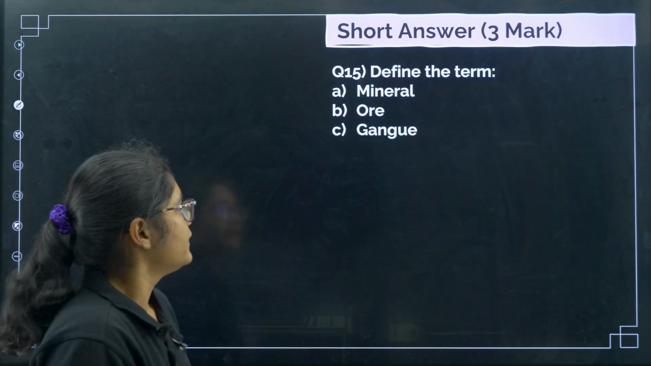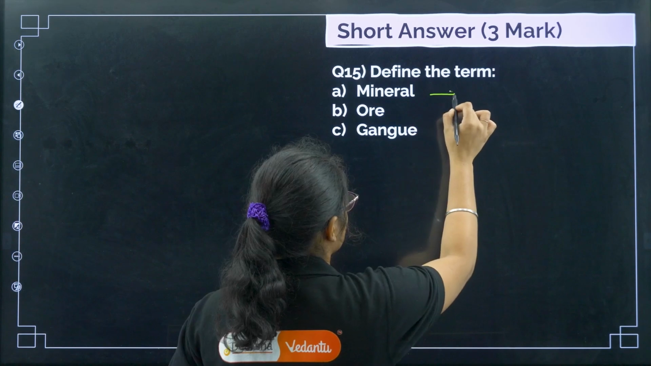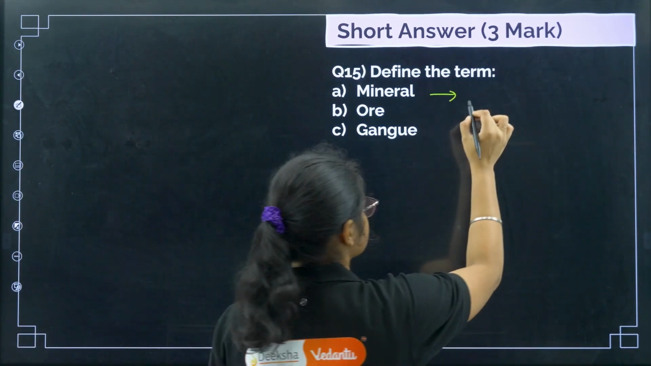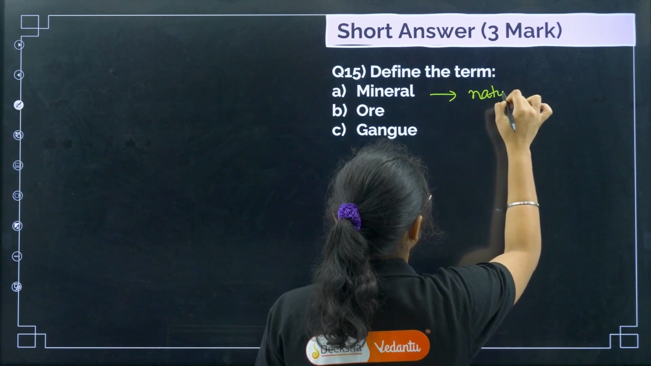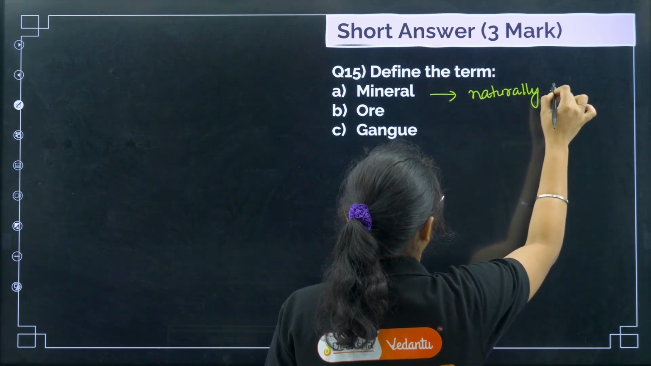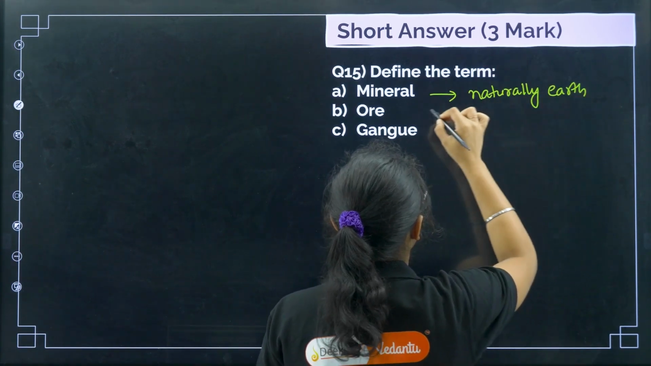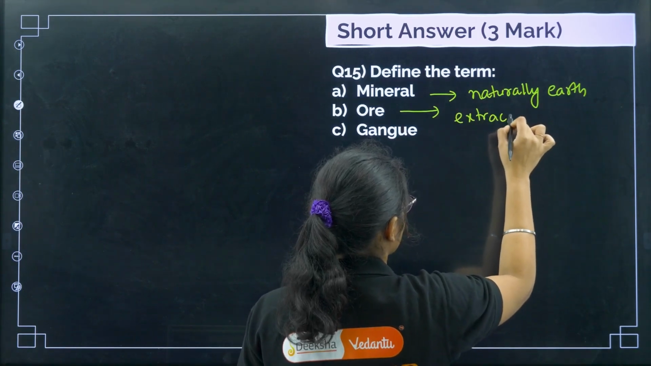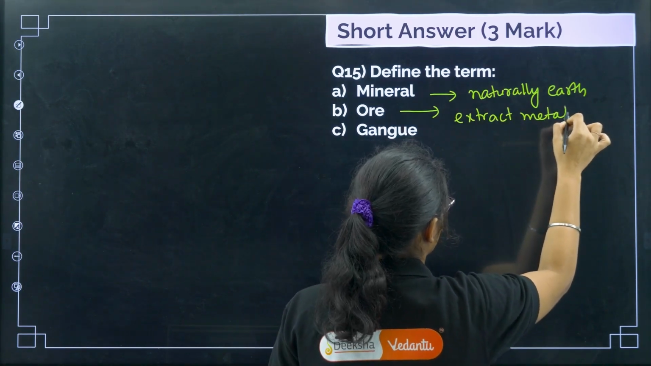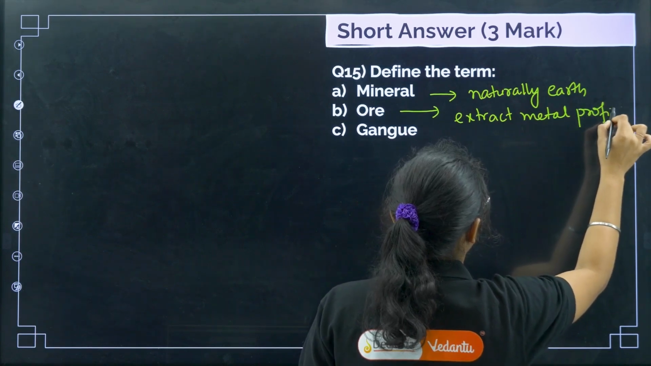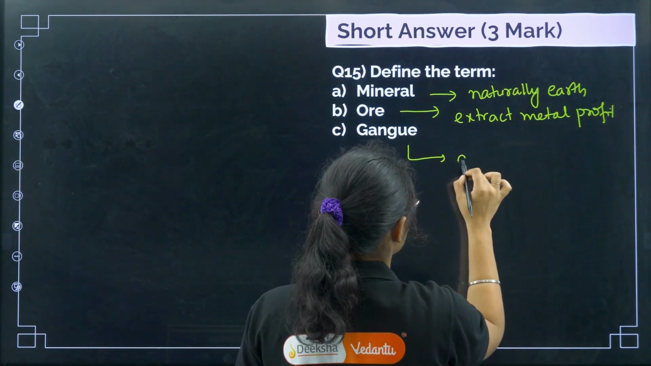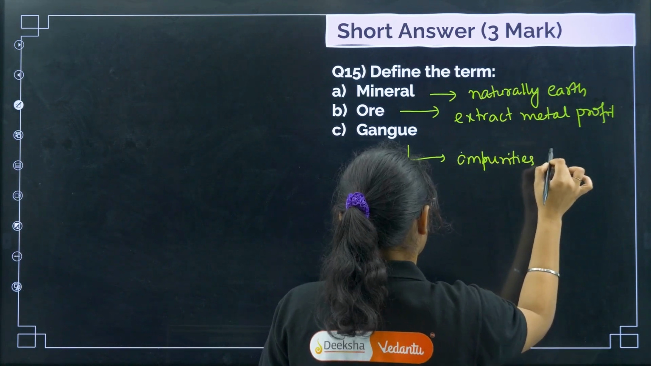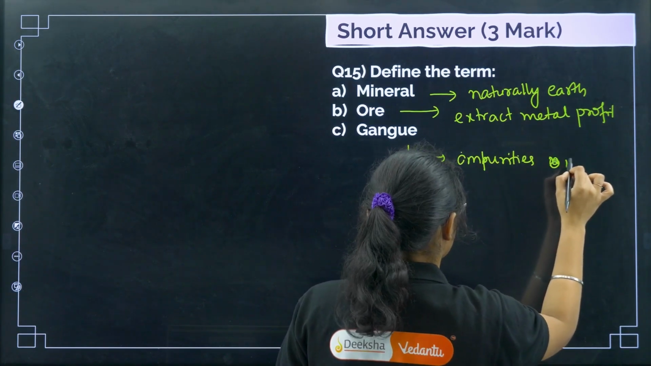Okay. Next, define the term. So mineral, what is mineral? Mineral is something which occurs naturally on the earth's surface. Ore is what? From where we can extract metal profitably. Then what is gangue particles? These are the impurities present in ores, or I can say minerals, right?